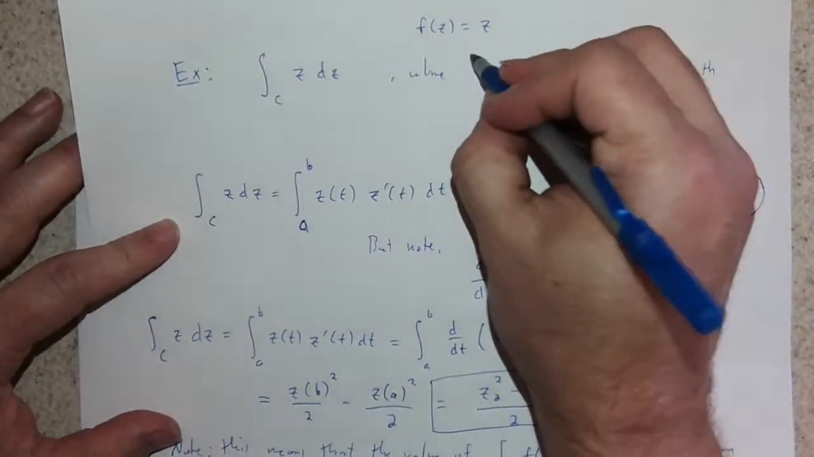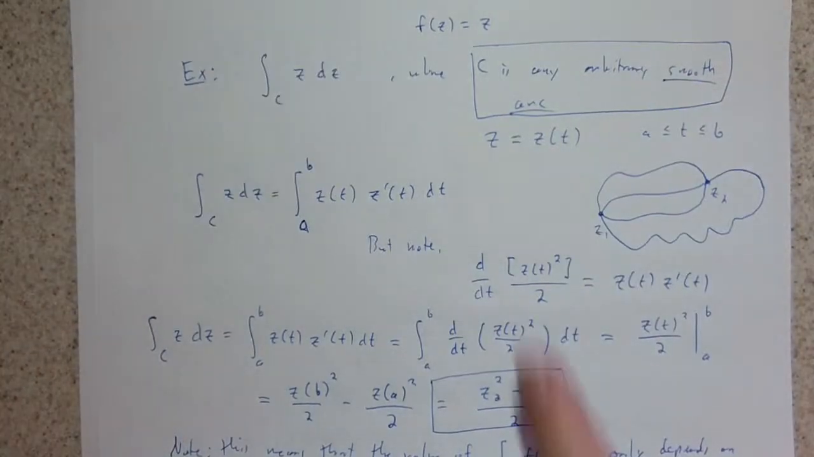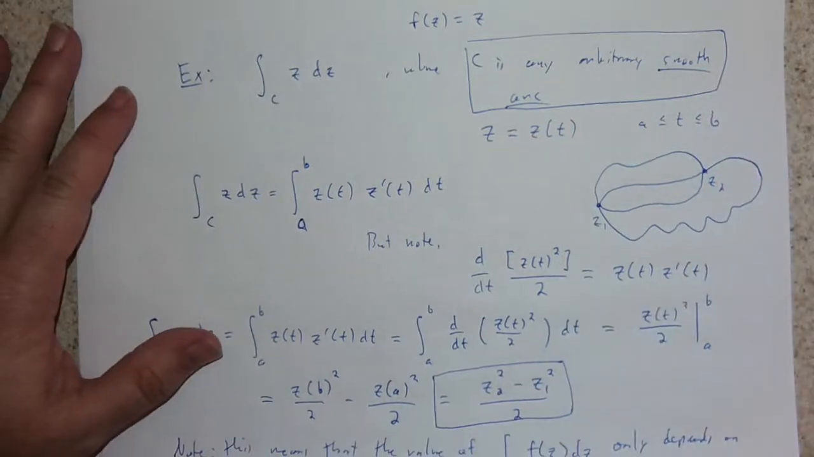But you might have a complaint, right? And the complaint that you might have is, if you go back to this example, I assumed that C was an arbitrary smooth arc. But that's nicer than a contour, right? Because a contour is a piecewise smooth arc. So everything we've been doing, all these pictures I've been drawing, were of smooth contours, right?